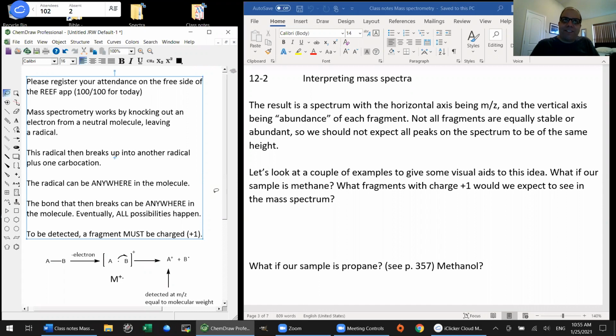This is not an analytical chemistry course on experimental methods. I certainly would never expect you to be able to draw a gorgeous diagram of a mass spectrometer. And again, if you go on to analytical chemistry, you might be, but I don't think that's the focus of this course. But it is still important to be aware that in order to be detected, a fragment must be charged.